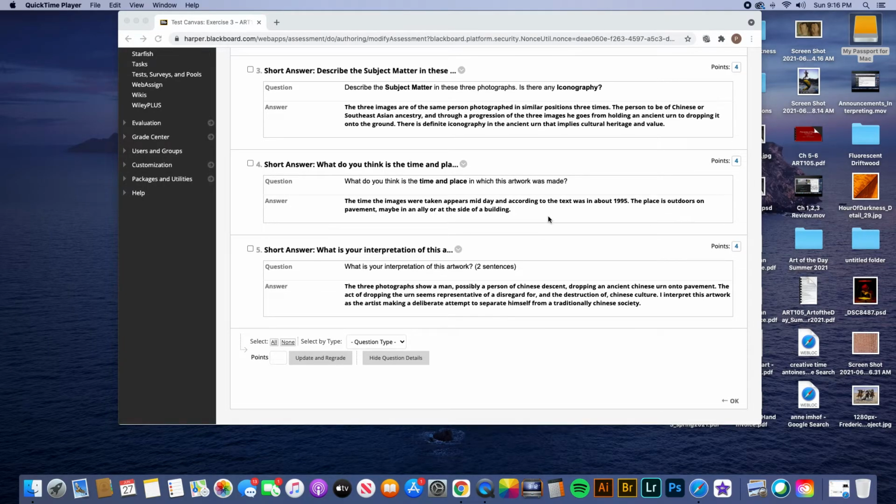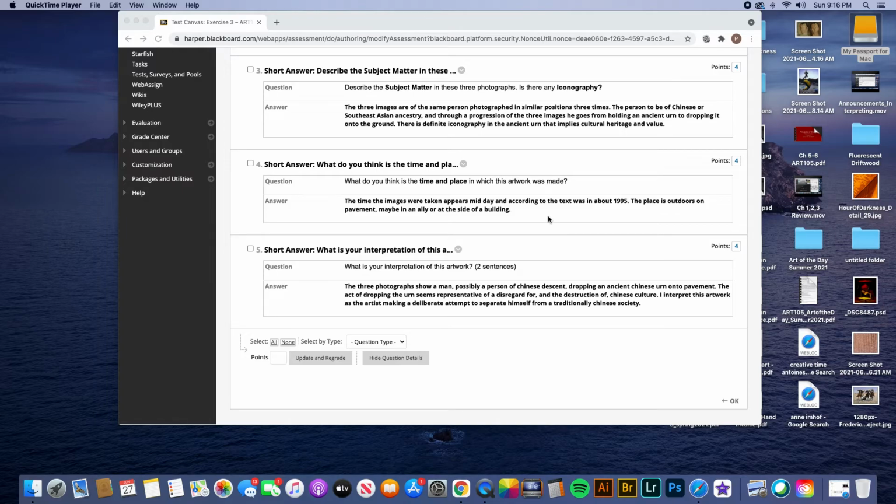What is your interpretation of this artwork? And I asked for 2 sentences. Now, interpretations can vary. I want to emphasize that yet again. It's okay that your interpretation might be different than mine as long as it is well thought out and well reasoned. What I wrote is, the 3 photographs show a man, possibly a person of Chinese descent, dropping an ancient Chinese urn onto the pavement.